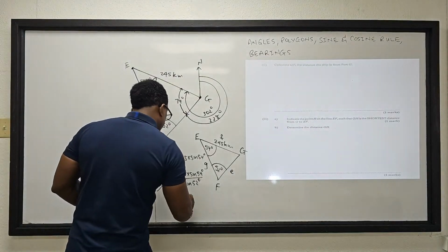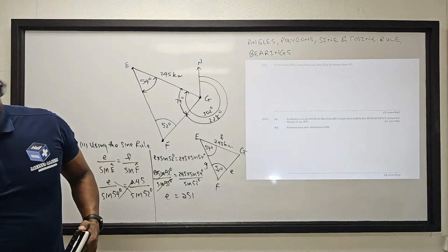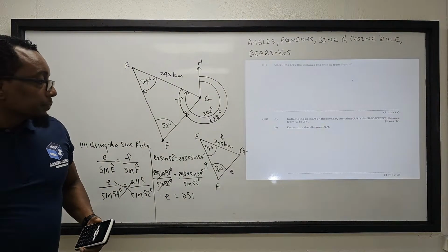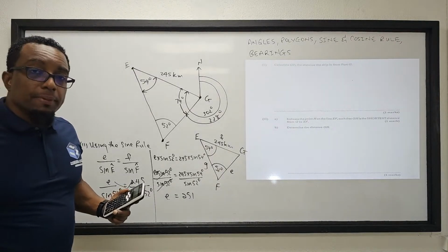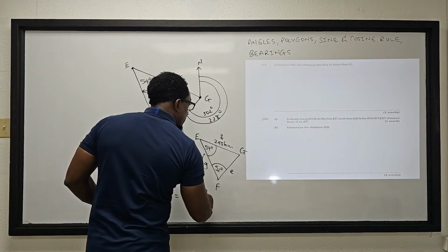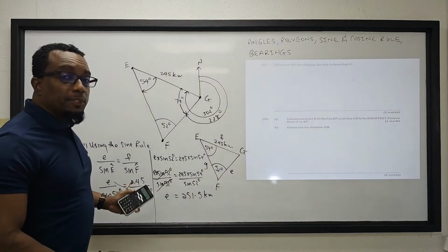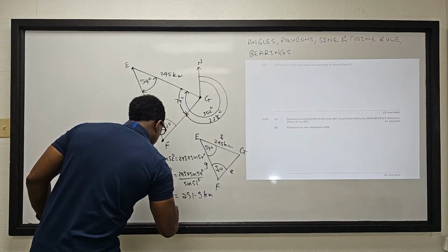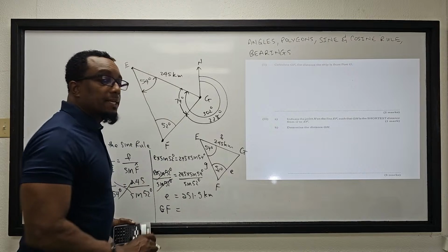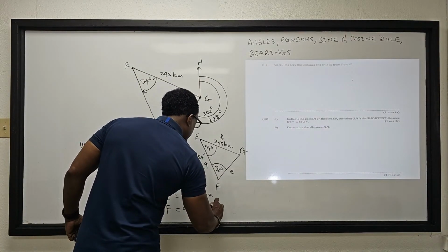Right, so I'm going to get 251, and then they ask to approximate to any, let's see if they ask to approximate. They didn't specify, so what I will do is approximate correct to three significant figures. So this is kilometers. So it means that GF, which is also E, will be equal to 252 kilometers to three significant figures.